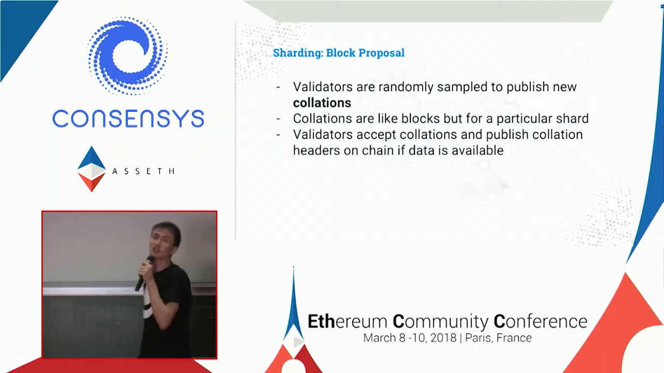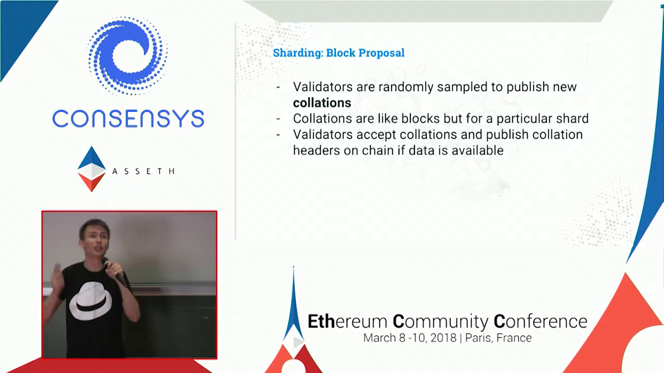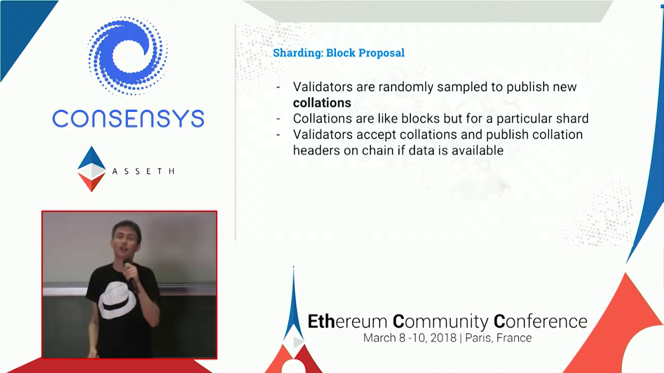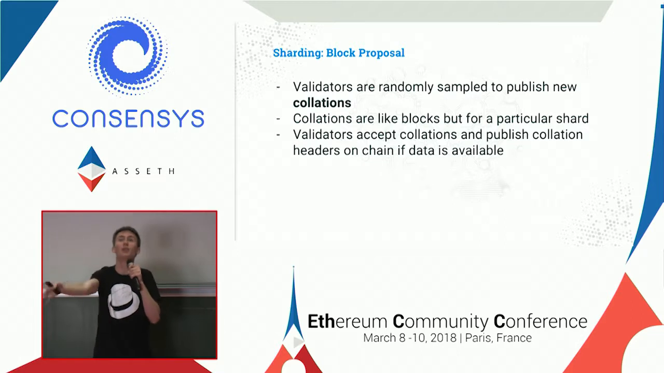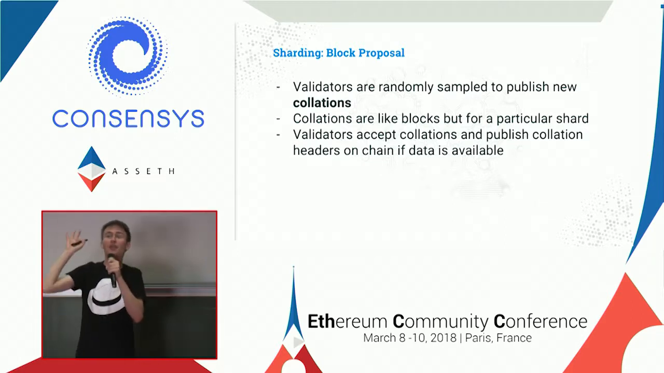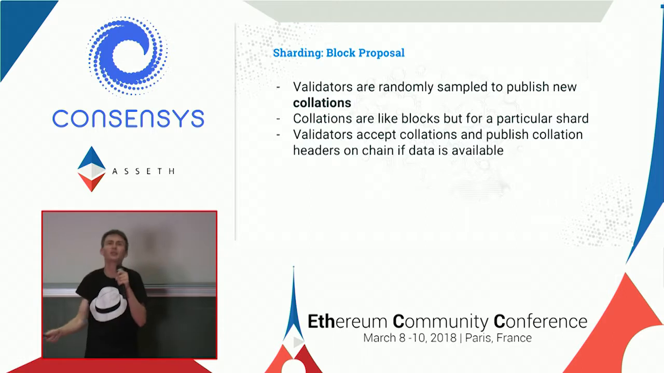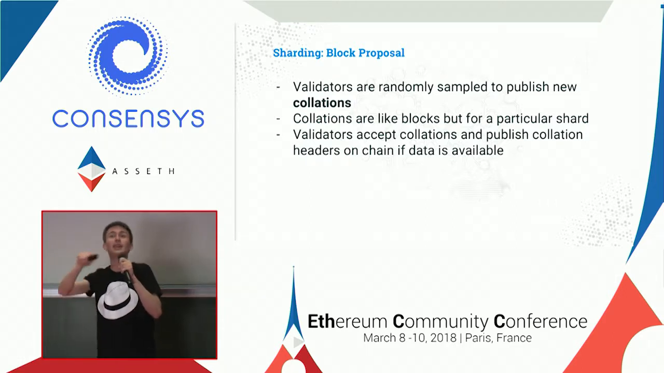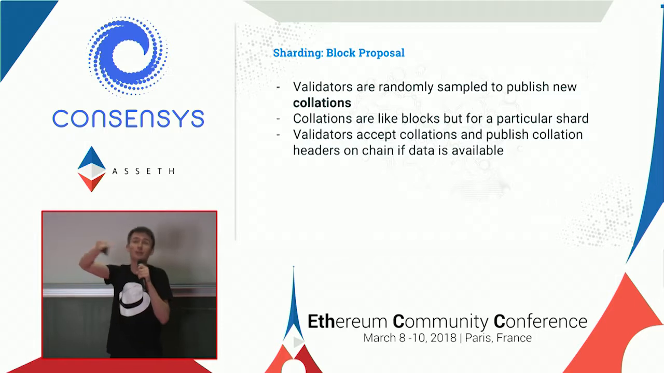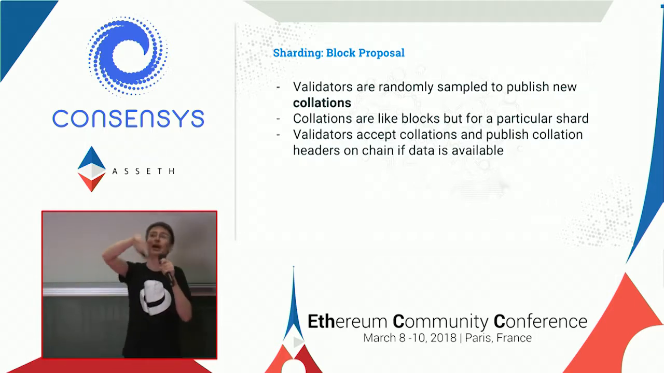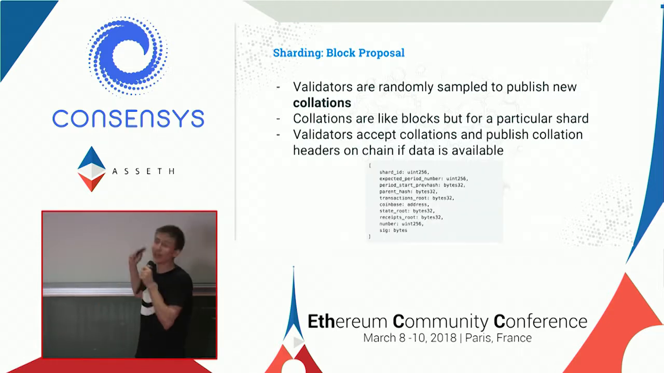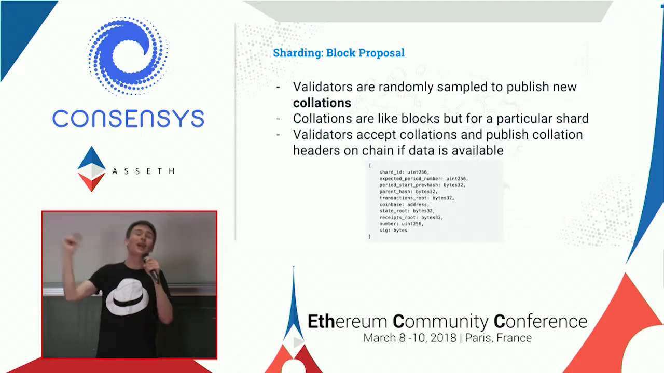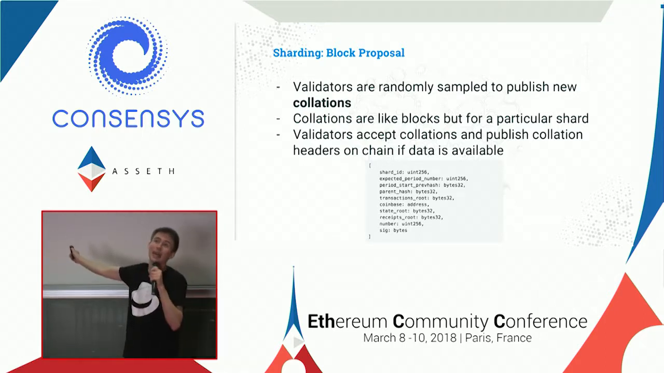So what are some terminology? We've got validators who are randomly sampled to create collations. Remember, these are like the blocks on the shards. The reason we're randomly sampling them is we don't want validators to be able to target one shard, because if you were able to target one shard, then you could 51% attack one piece of the network. Instead, we randomly sample from these validators, so that to attack the network, you'd have to have a majority stake in all of the validators. We're going to create these collations, and then the validators are going to check that they exist and submit the headers to the main chain.